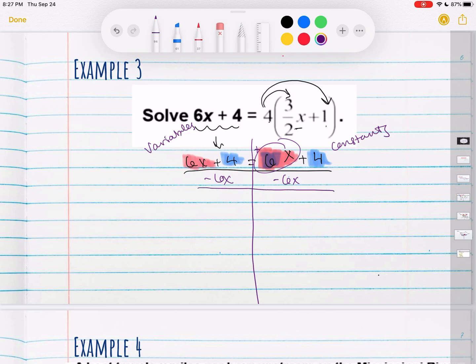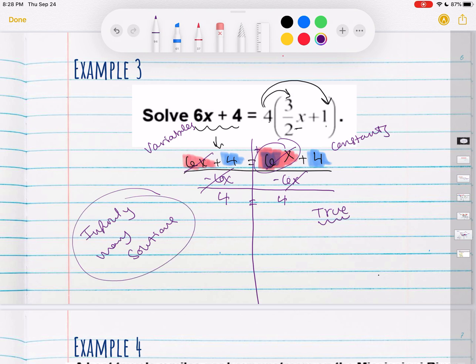Well, when I subtract 6x on the left side, 6x minus 6x, those cancel out. I'm just left with that constant 4. And on my right side, 6x minus 6x, those cancel out. I'm just left with 4. So now I have 4 equals 4. Well, that's a true statement, right? That means that there are infinitely many solutions. That is the answer that I would write down, infinitely many solutions.